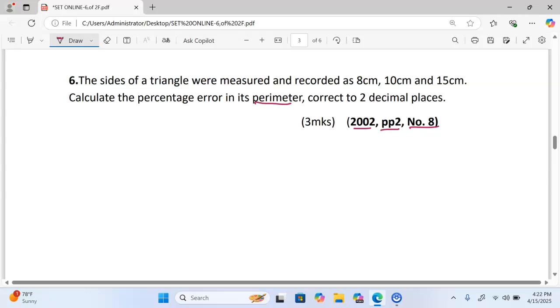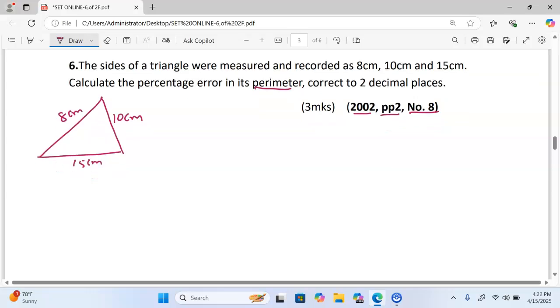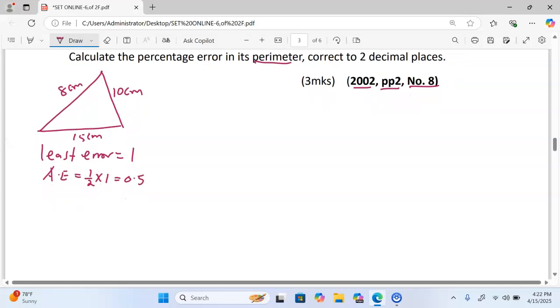Correct to 2 decimal places. We have the triangle with the 3 sides recorded as 8 centimeters, 10 centimeters and also 15 centimeters. You realize all the measurements are correct to the nearest whole number, and therefore the least unit of count, we call it the least error. The least error is actually 1, but the error that affects those measurements is the absolute error, which is half of the least error, 0.5. From there we can get the maximum and minimum lengths of all the 3 sides.